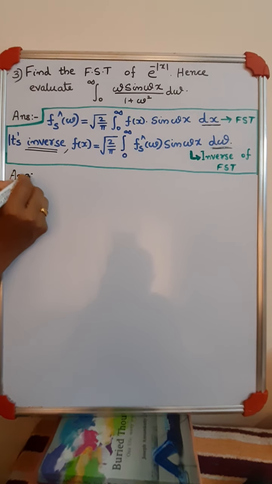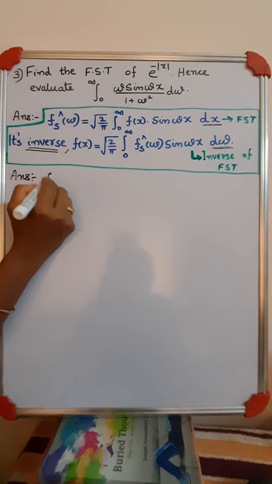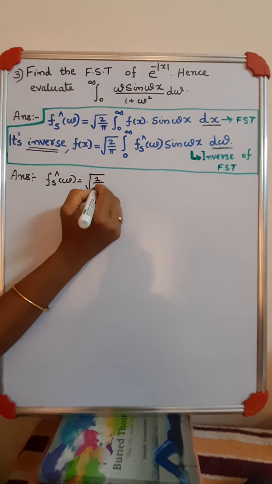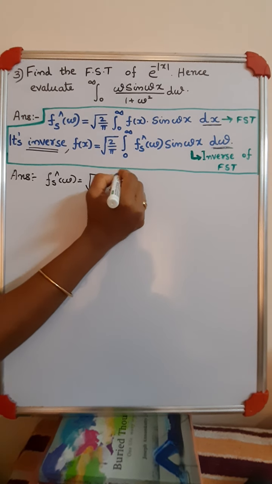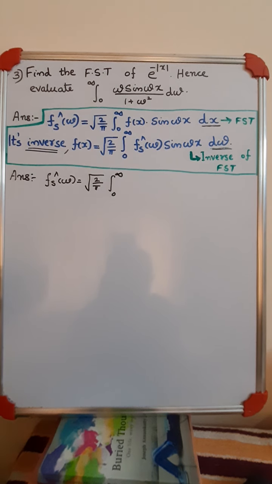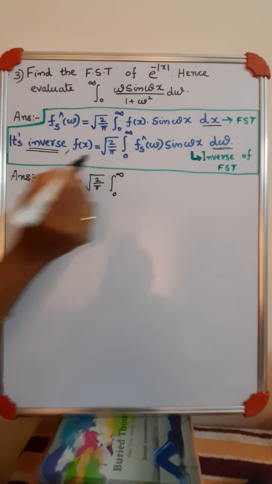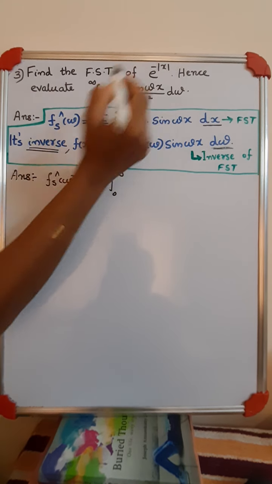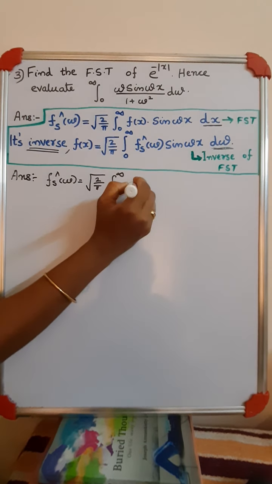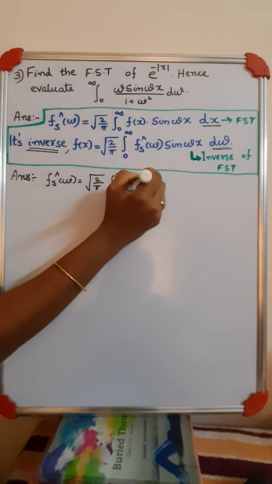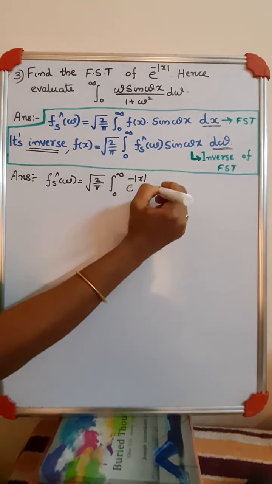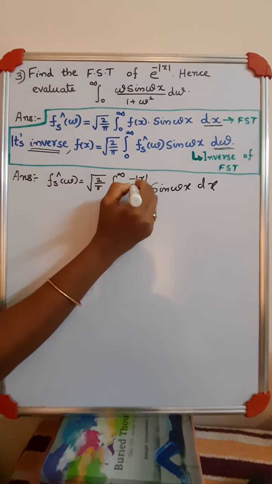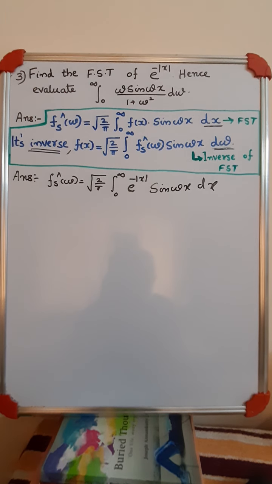Let us go to the answer. Formula is like this. So Fs cap of omega is equal to root of 2 by pi integral 0 to infinity. The limit of e raised to minus mod x is not given. That means limit is 0 to infinity itself. It is understood. Then f of x is e raised to minus mod x. So we can write e raised to minus mod x into sine omega x dx.